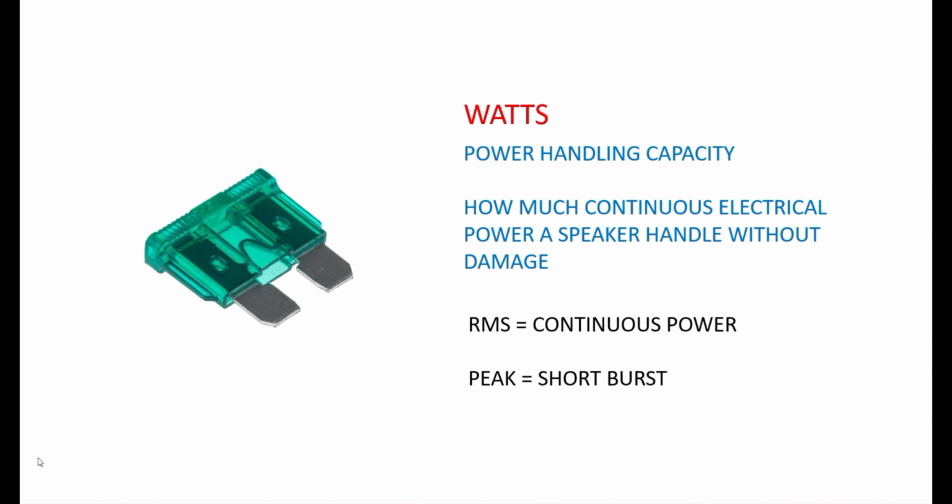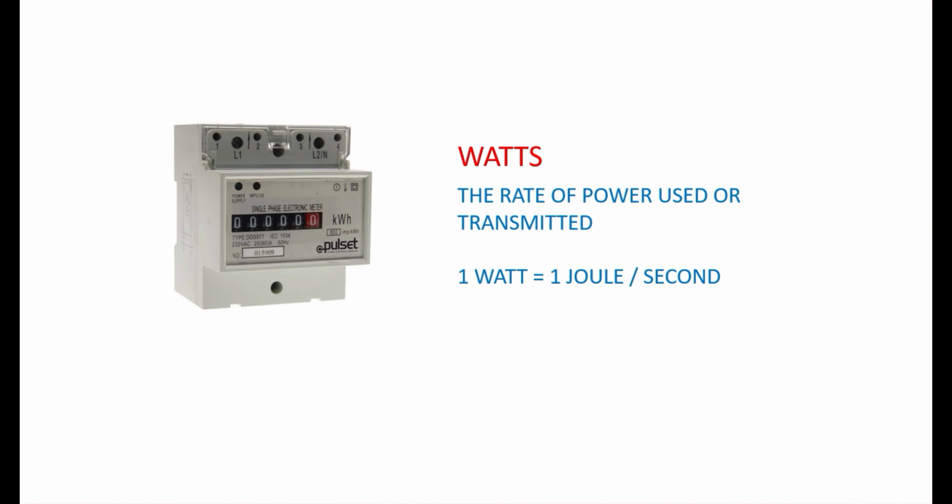So when you're looking at the wattages and the power handling capacity of a speaker, make sure that you're looking at the average or the RMS continuous power number. Okay, so when you're talking to an electrical engineer, the definition of watts is actually the rate of power used or transmitted, where 1 watt equals 1 joule per second. So if I'm using my 300 watt toaster to cook toast for my breakfast, that toaster is using 300 joules per second, and that's the rate of power that toaster would be using, right?